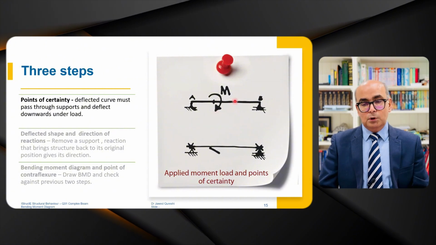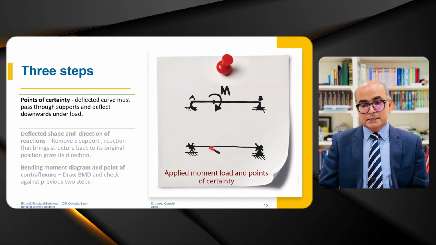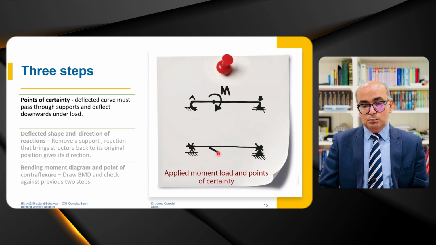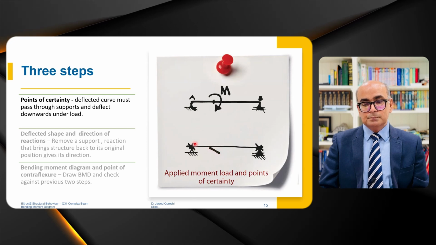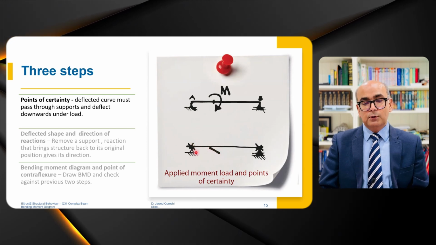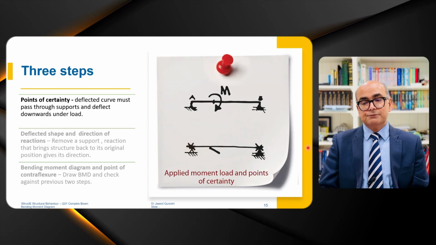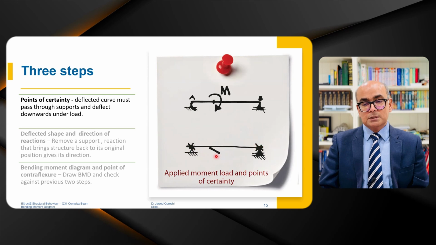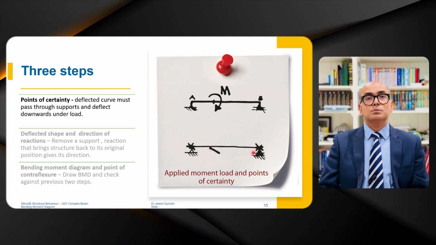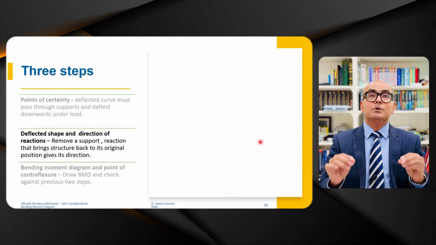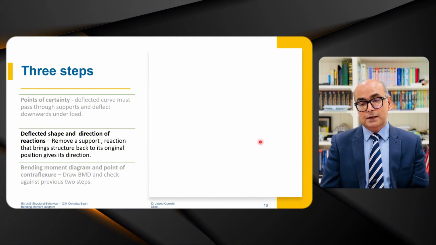When we are applying a moment at this point, it is causing it to move downwards, and this portion will move upwards, and the points of certainty are this left support and right support, and it must pass through this point as well. Second is the deflected shape or deflected form and direction of reactions.